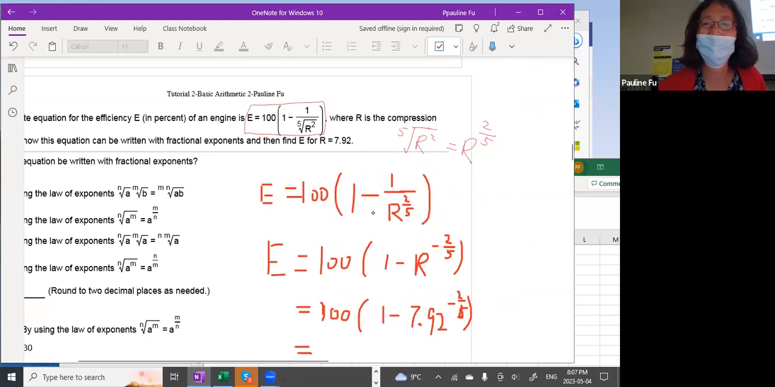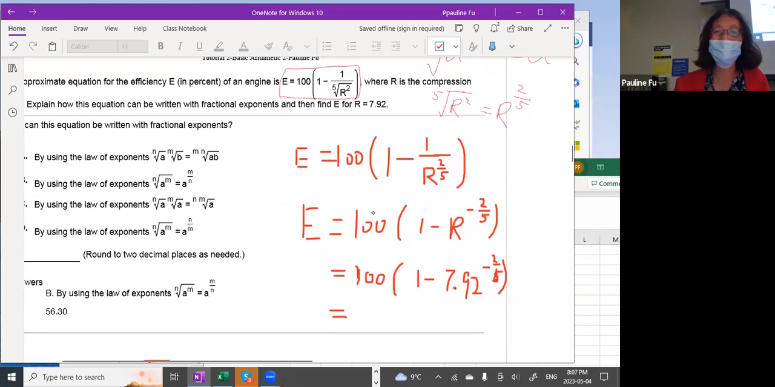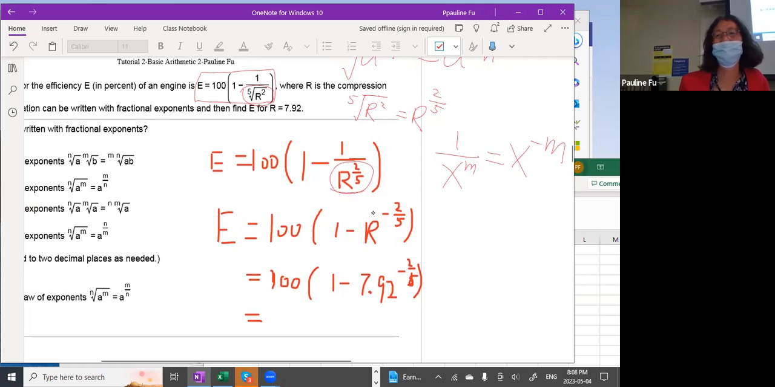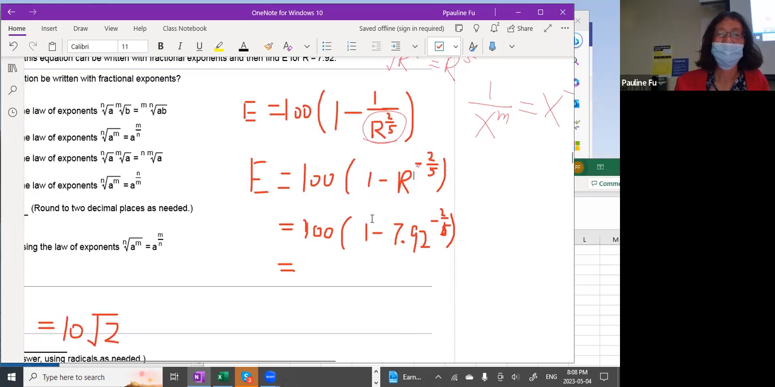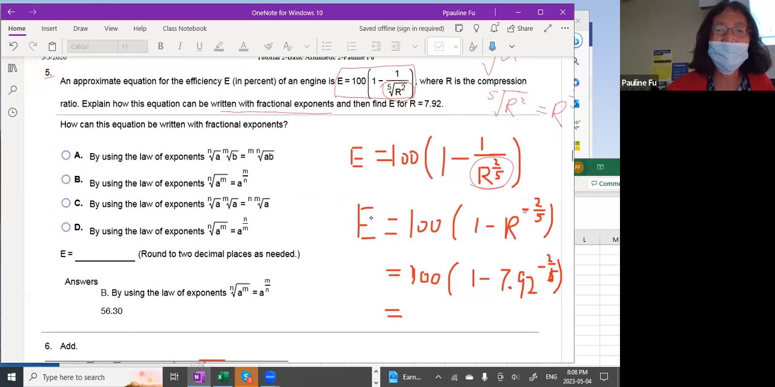Remember, we have a basic formula: if you have A raised to power M, then N, it equals A to the M/N. So first step, change this part to here. And the second step, remember when we have 1/x raised to power M, it equals X to the negative M. So it becomes negative 2/5. Okay, so this is the solution. This is the first question, written with fractional exponents.